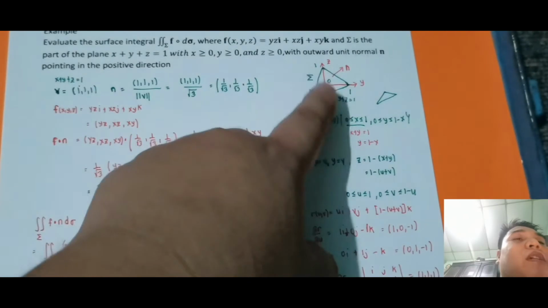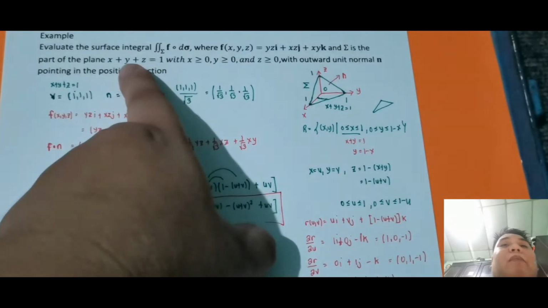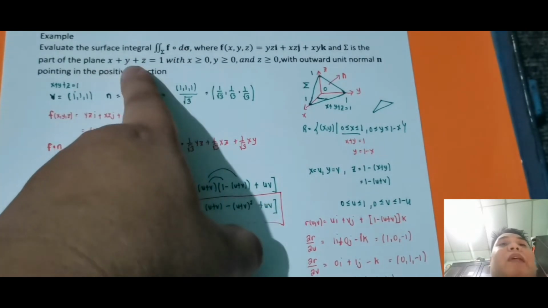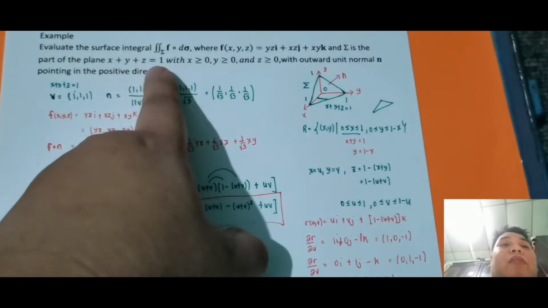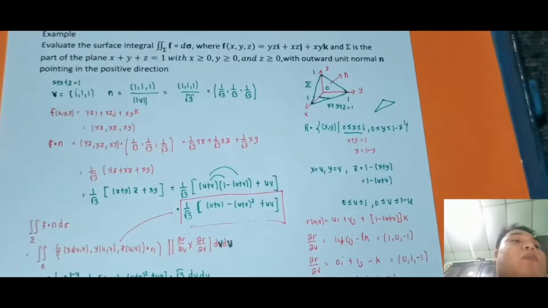So, kunyari, buong prism siya. So, syempre, volume na lang ng prism or triangular prism. Pero, ang sabi lang niya is sigma is just yung nasa plane. So, kumbaga, sigma is the part of the plane x plus y plus z is equal to 1. So, part lang talaga siya nung plane na yan, hindi siya buong solid.